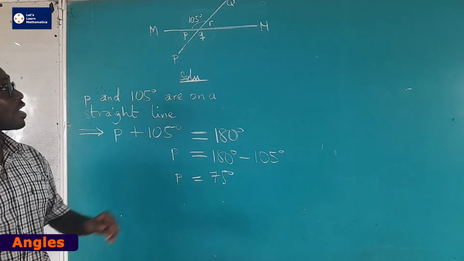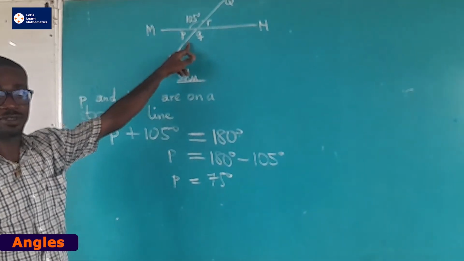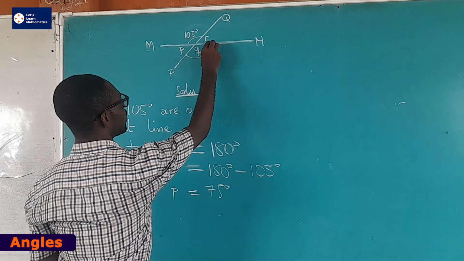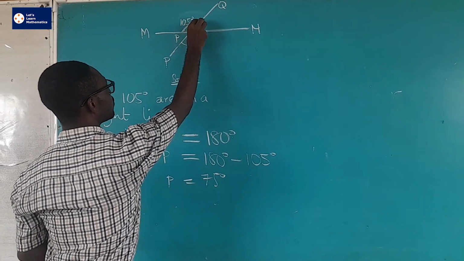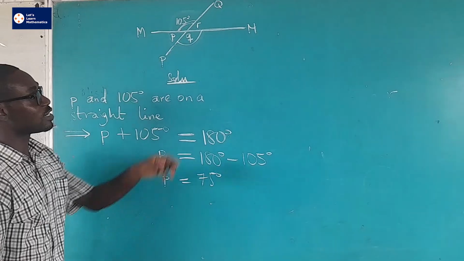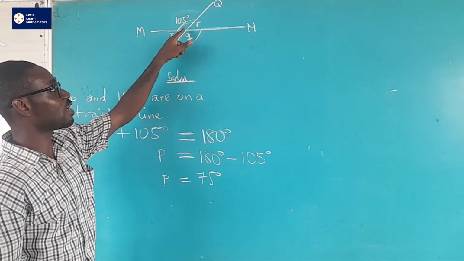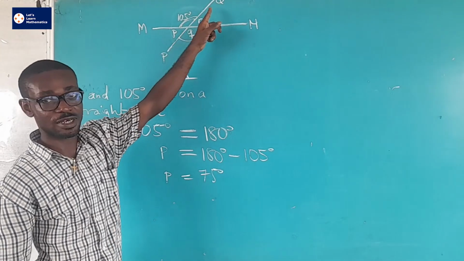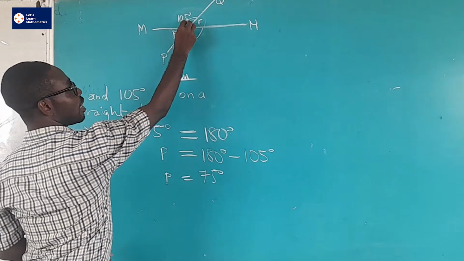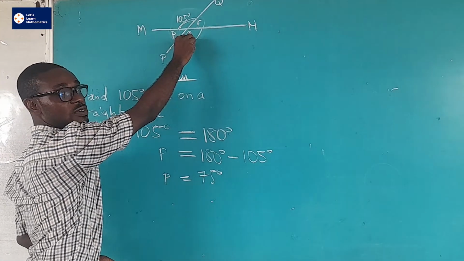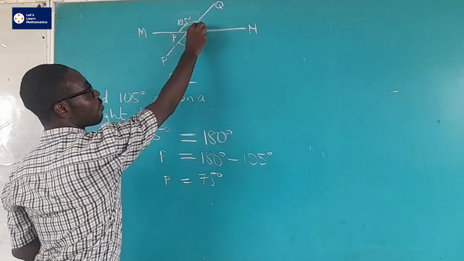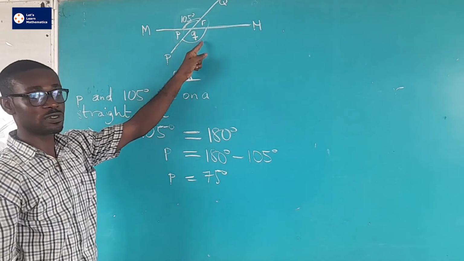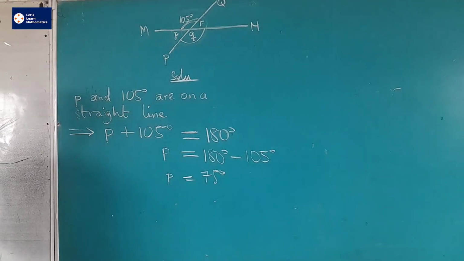vertically opposite angles are pairs of angles which are non-adjacent. So we have two lines like this. So it means that this angle here is vertically opposite to the angle at the top here, because they are one of the pairs of non-adjacent angles formed when these two lines intersect. So you can see 105 and Q are vertically opposite, and then P and R are also vertically opposite. So let's use the vertically opposite property to find the value of Q.